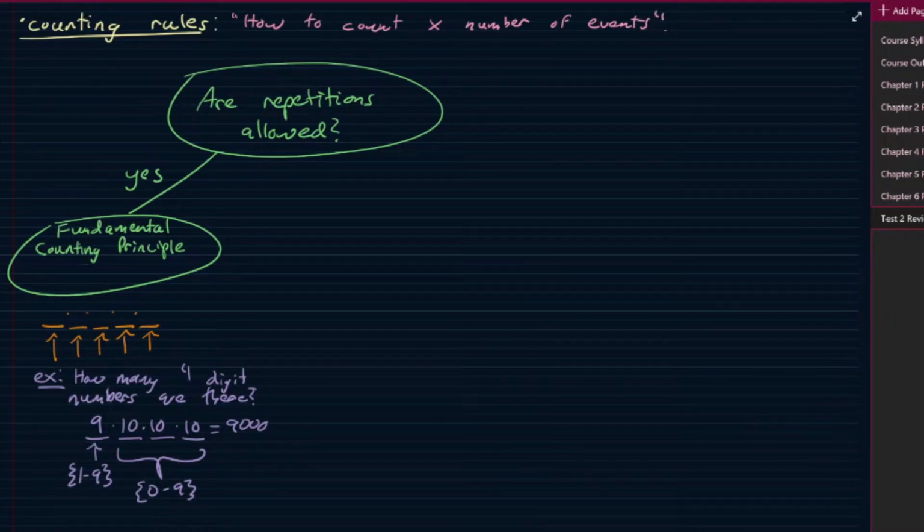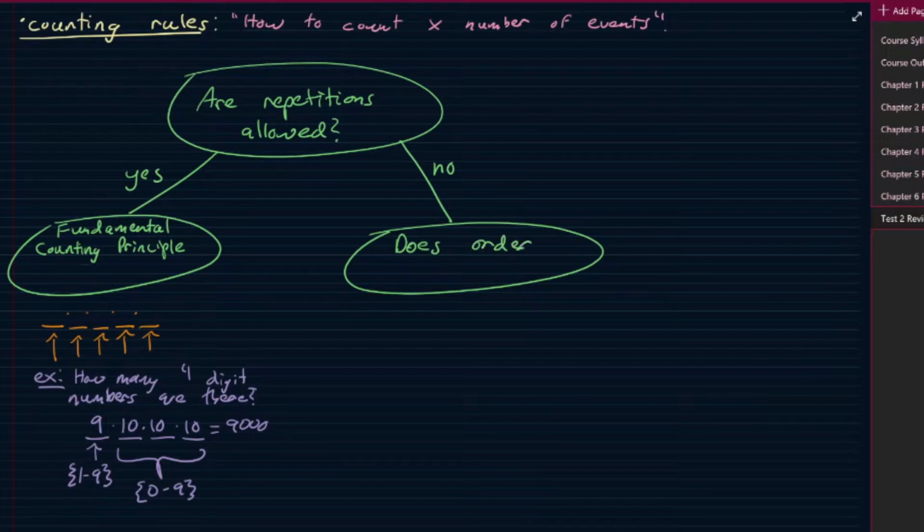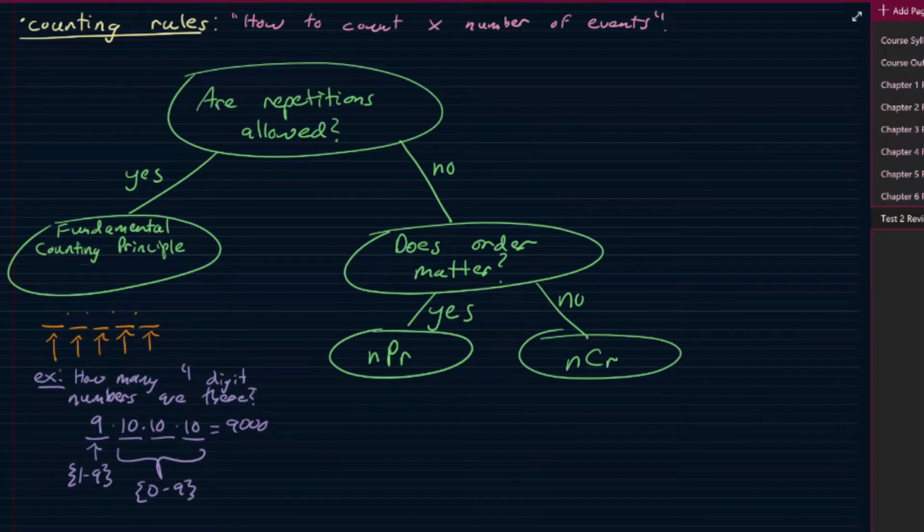But if you ask yourself, are repetitions allowed, and you say no, then you've either got to do a combination or a permutation. And to figure out to do a combination or permutation, you ask yourself a second question, which is, does order matter? And if you realize that order does matter, you want to use a permutation. I'll just say NPR. And if order doesn't matter, you want to use a combination.